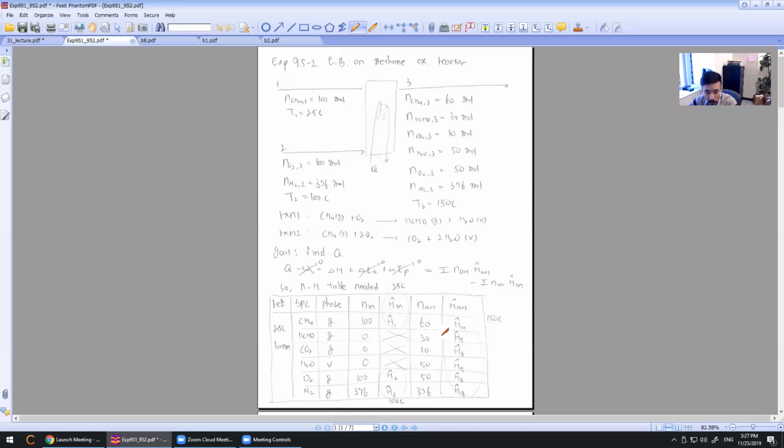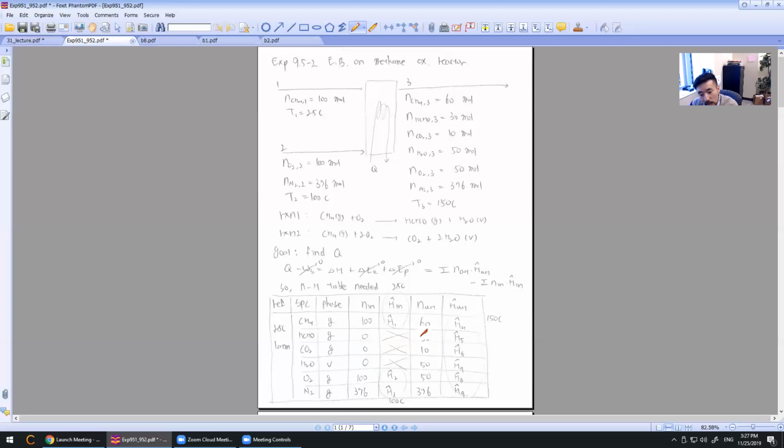So you're writing down here. And for the N out, we have methane coming out 60 mole, 30, 10, 50, 50, 376. So you plug in the numbers here. So now we need to find the H hat in and H hat out. Since this is zero, we don't need to find this term because it will be zero at the end. So you cross out these three terms.